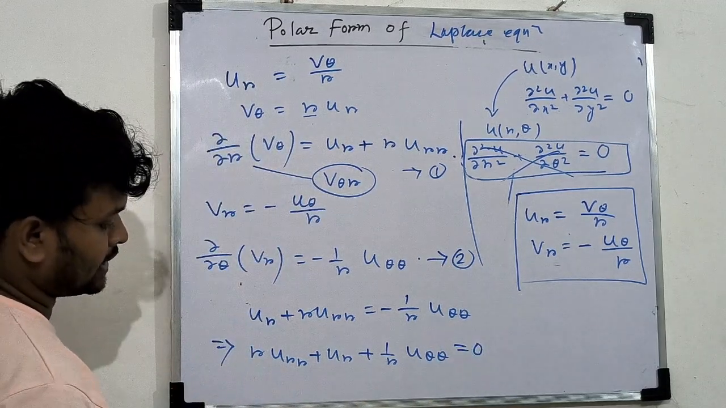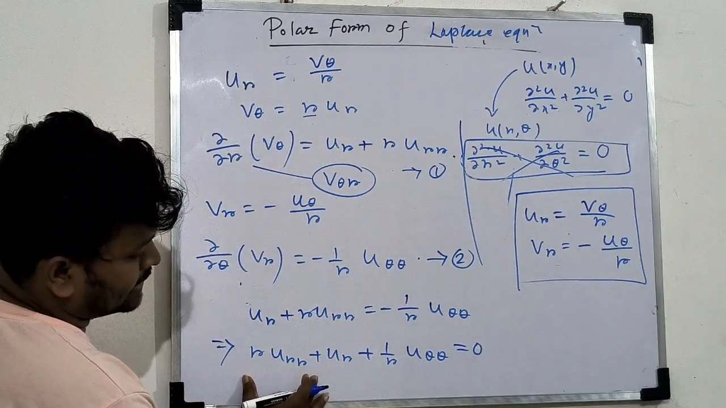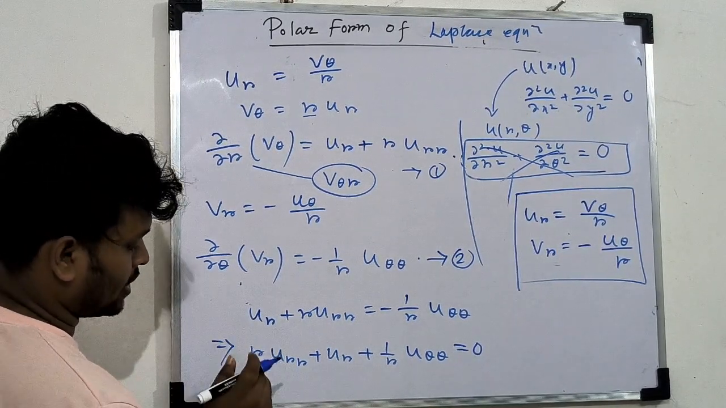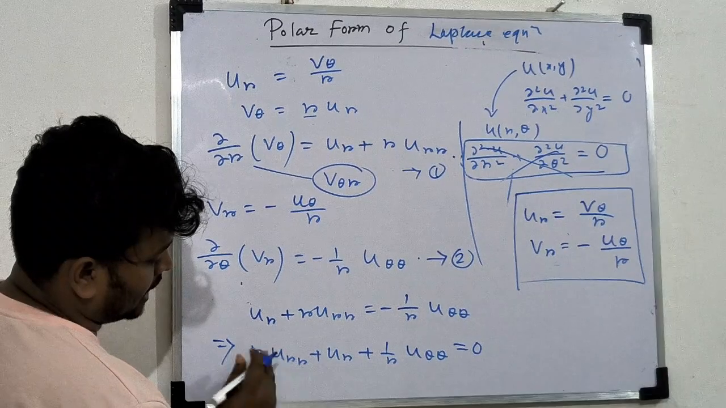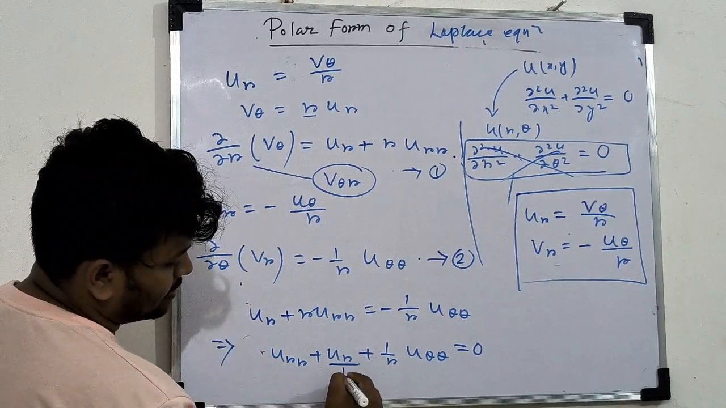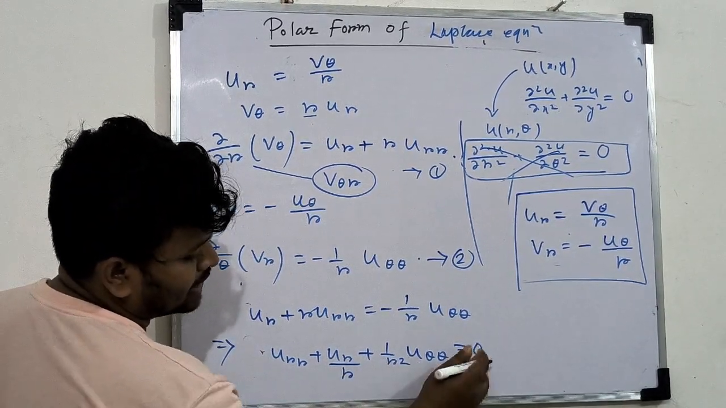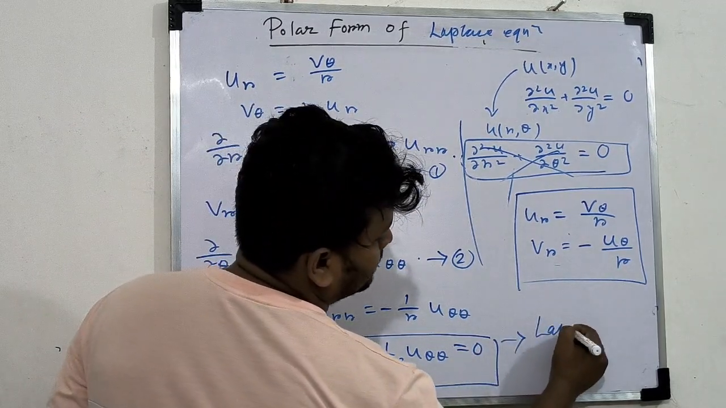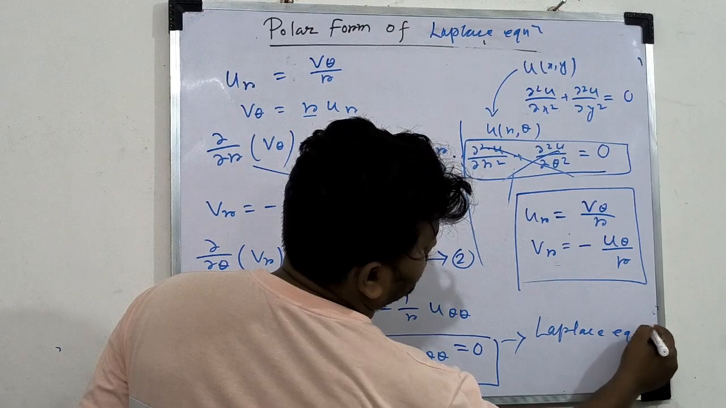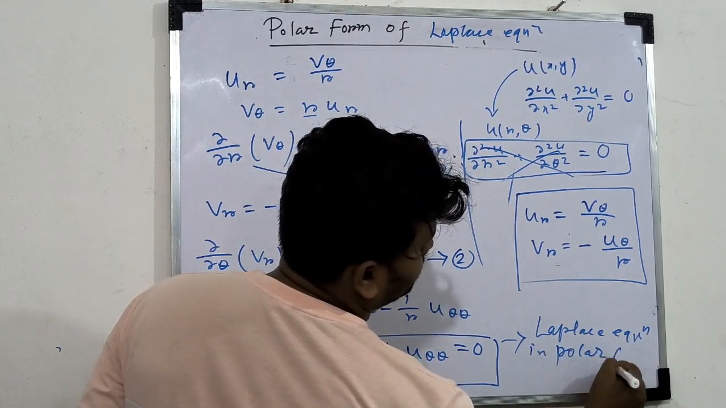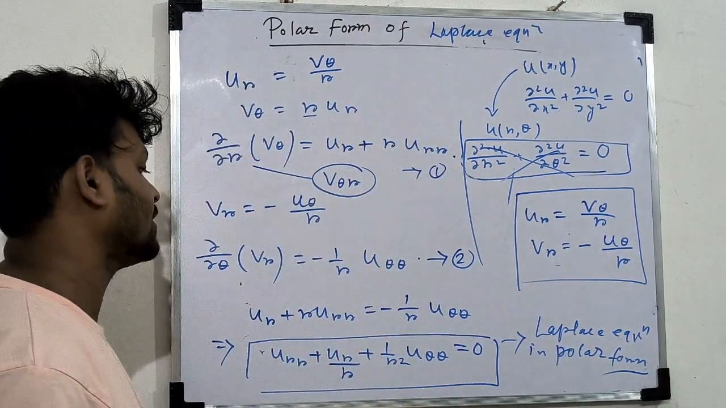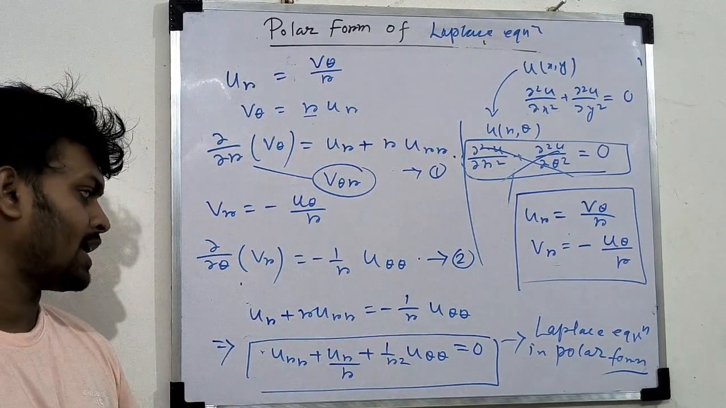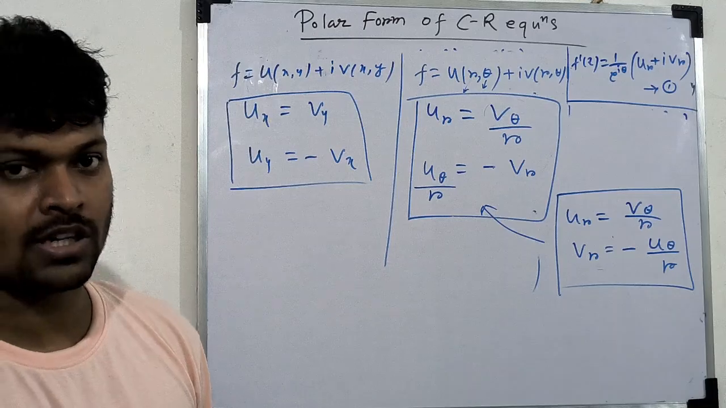If we divide each term on both sides by r, this will cancel out, this is divided by r, and this will be r square, and this will be 0. So this is the Laplace equation in polar form, in polar coordinates: u r r plus 1 by r u r plus 1 by r square u theta theta equal to 0. This was a very important problem.